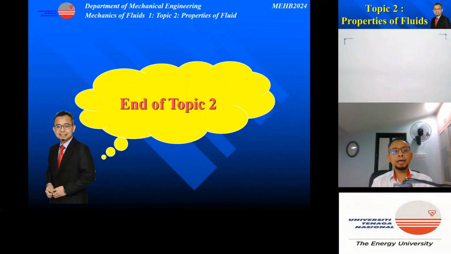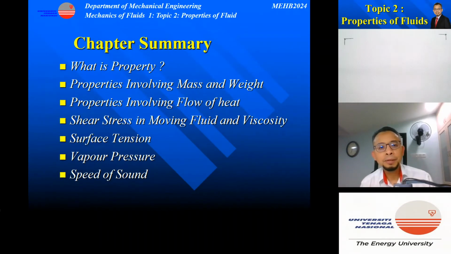So that brings us to the end of this chapter. If I can recall, we started the chapter by looking at definitions of property. After that, we looked at properties involving mass and weight, followed by properties involving flows of heat. Then we looked at shear stress in moving fluid, which is very important because shear stress is the one that causes the resistance to fluid motion. Then we looked at surface tension, vapor pressure, and speed of sound. Having learned about the fluid properties in this chapter, next chapter we will look at fluid statics.